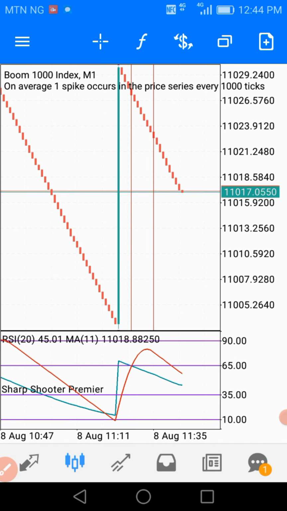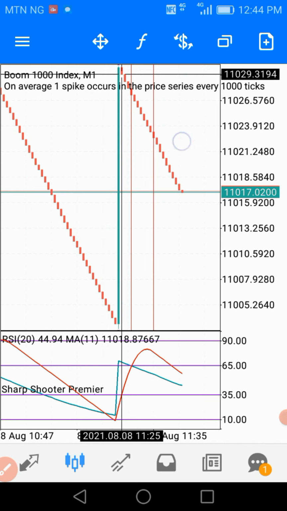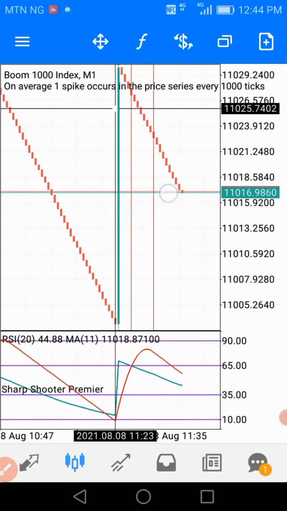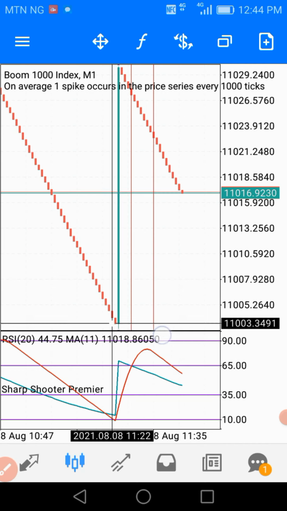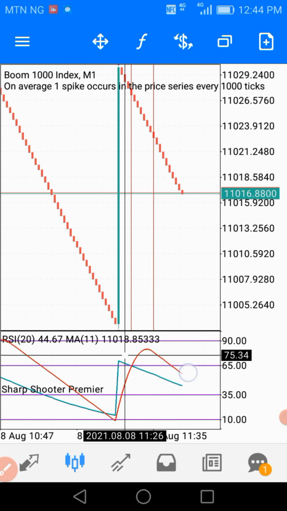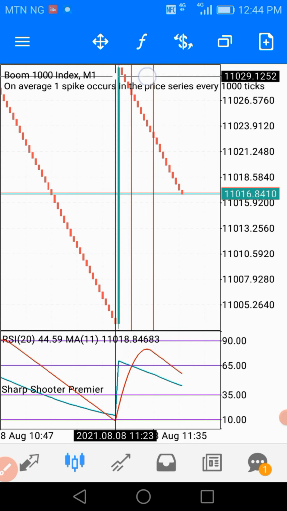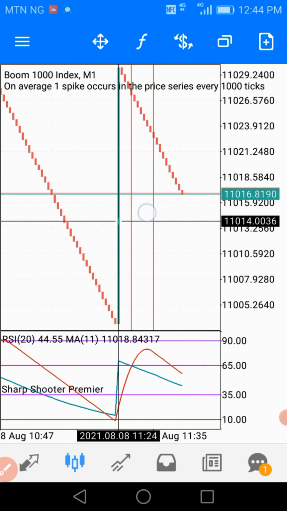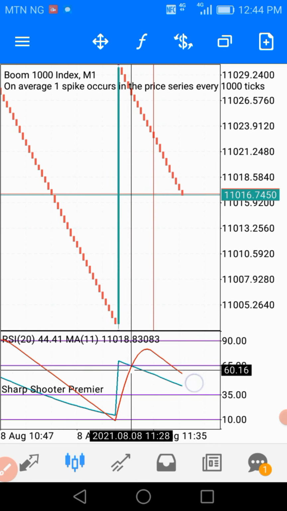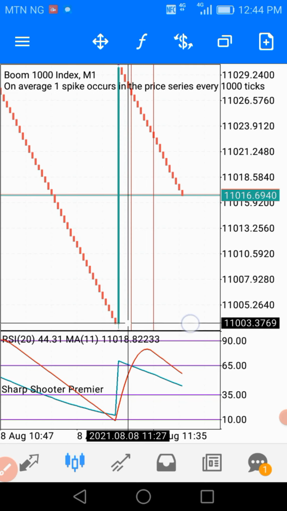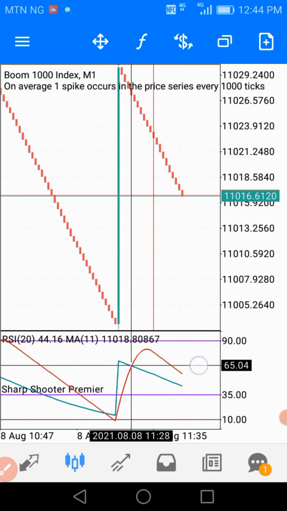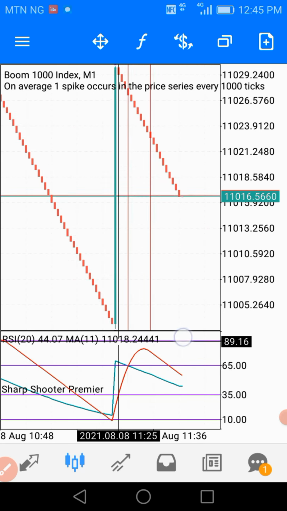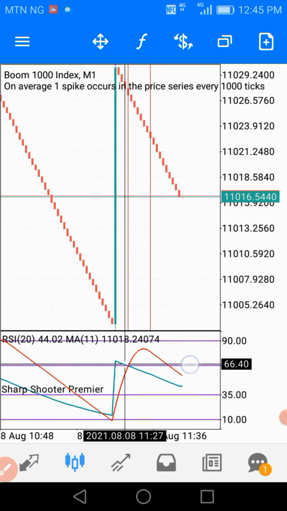I repeat again, when you confirm that the pip value made by a spike like this on boom is over 18, and for a better result over 20, right at the coming of the spike, then you have gotten your first confirmation. Then you wait for a crossing to take place. It usually takes place between the third and the fifth candlestick after every spike. So anything beyond the fifth candlestick, please don't take it.